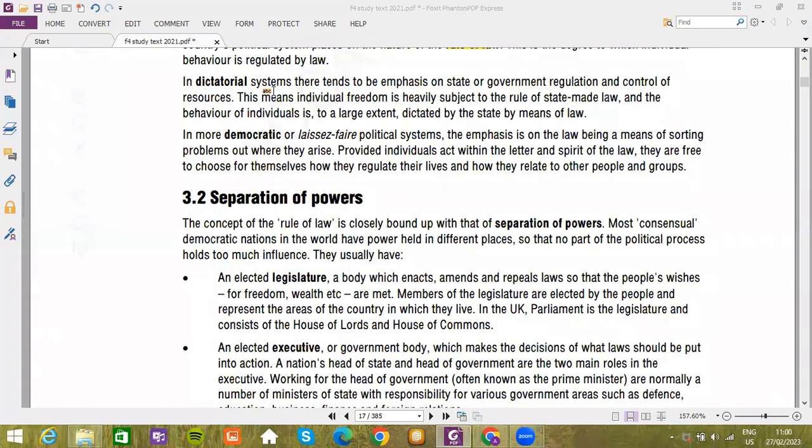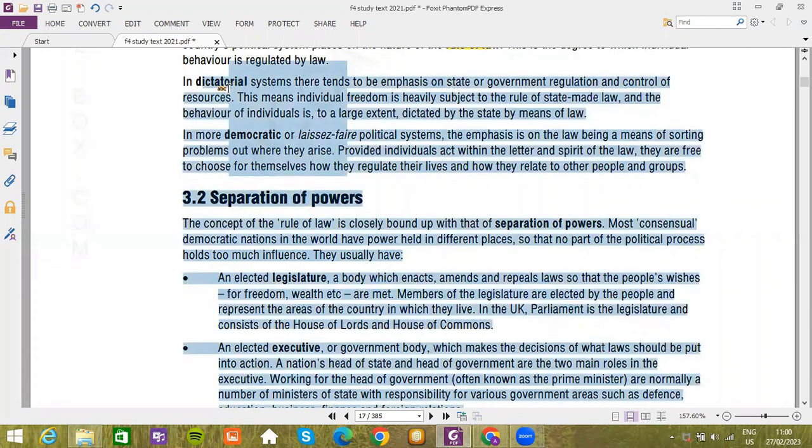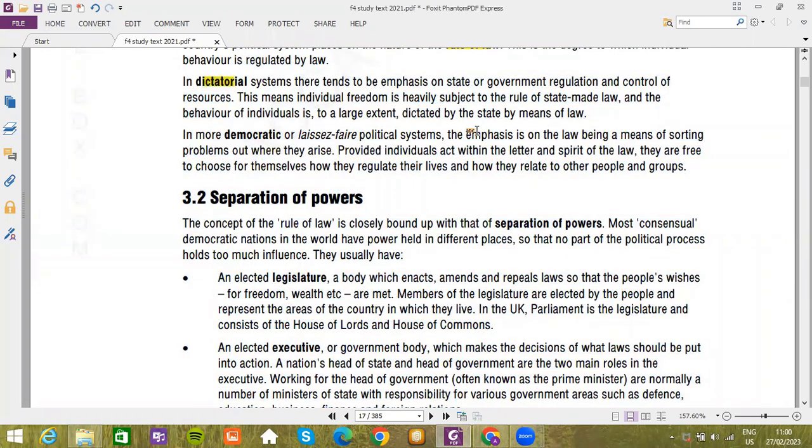In a dictatorial system, there tends to be an emphasis on state or government regulation and control of resources. Basically, in a dictatorial system, the government has no limit. They have the freedom to do anything. Individual freedom is heavily subject to the rules of state-made law, and the behavior of individuals is, to a large extent, dictated by the state by means of law.